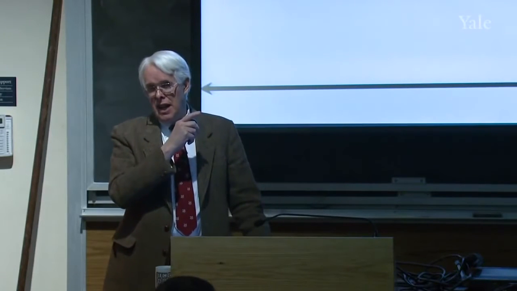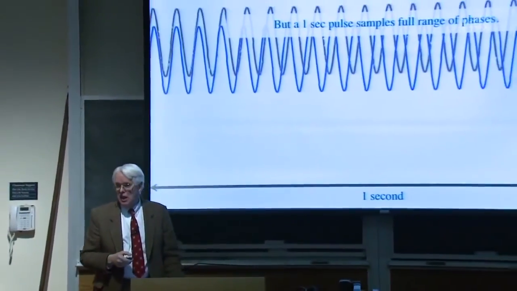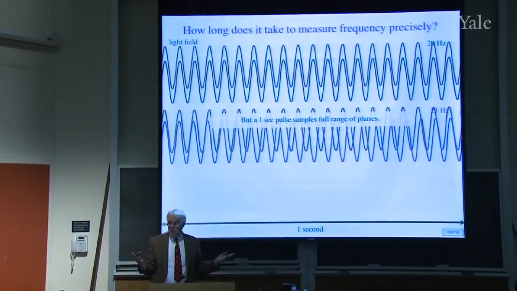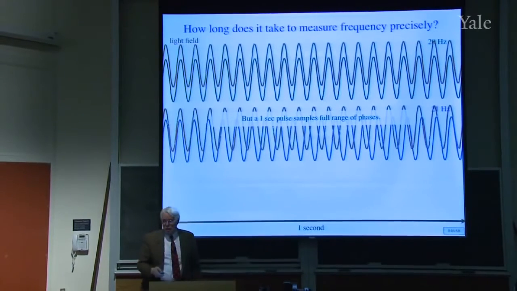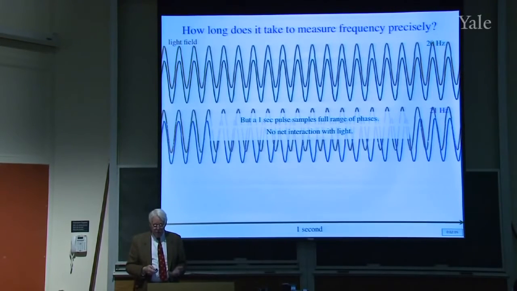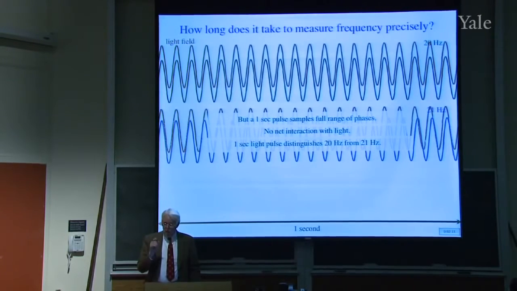Now, how long does it take to get out of whack, right? How long do I have to be doing this in order to find out that I'm not really doing anything with him? Well, notice that a 1 second pulse samples the full range of phases, from being completely in phase to coming back to being completely in phase again. So if I do it for 1 second, I get nothing, okay? It just cancels. On this one, everything was golden, okay? But obviously then, there's no net interaction with the light in that one over a course of 1 second. So a 1 second light pulse can clearly distinguish between 20 hertz and 21 hertz. Everybody with me?